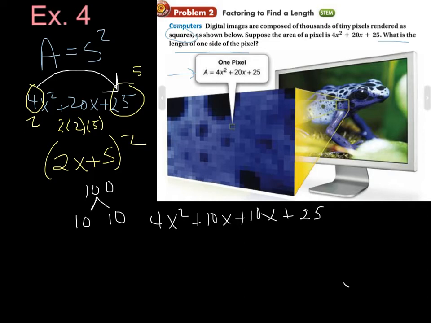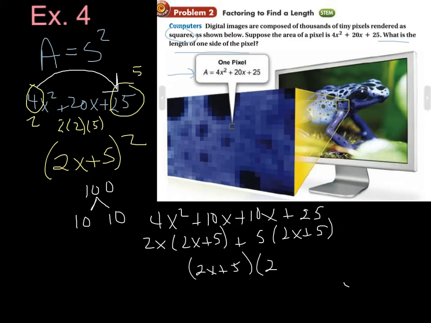And then I'm going to factor by grouping. I can factor out a 2x, which leaves 2x plus 5. The second group, I can factor out a 5, which leaves 2x plus 5. So I have 2x plus 5 times 2x plus 5, which is 2x plus 5 squared.